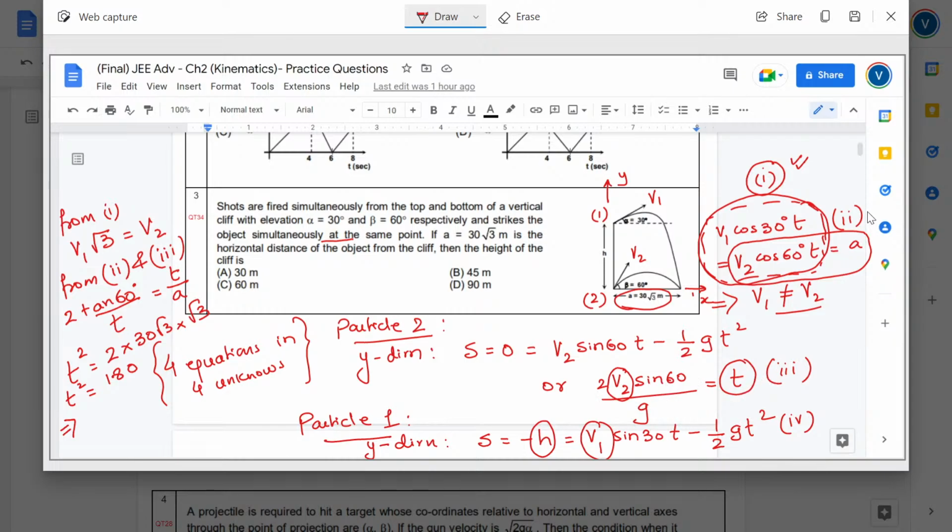So from equation 2 and this equation, if you divide equation 3 by equation 2, what do we get? Just for ease, I'm going to take g on this side, so we'll write this as gt. Now we divide 3 by 2, so v2 will cancel out. So 2 tan 60 by t equals gt by a. I was missing the g here, that's why.